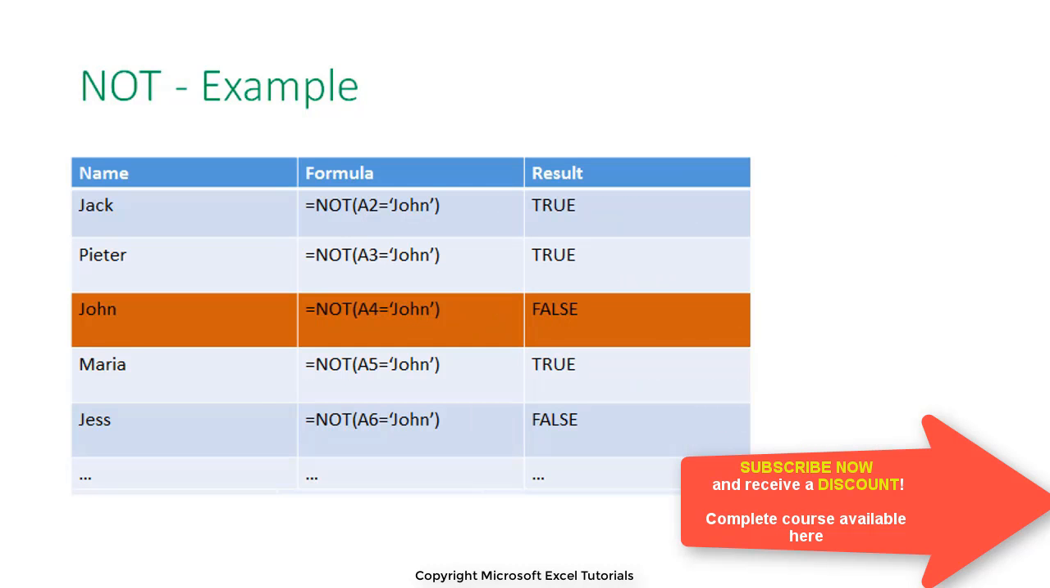Here's an example of the NOT formula. The NOT formula inverts the result of your statement. So for example, if we have a true statement, then it will give false. If we have a false statement, it will give true. Because only in the third row we have a name that corresponds to John, we have a true statement, and thus the end result is false.